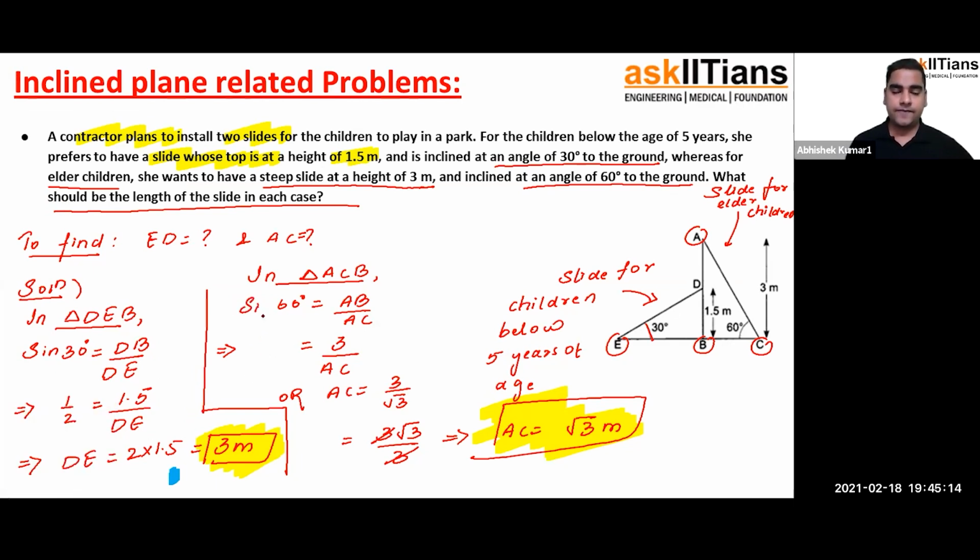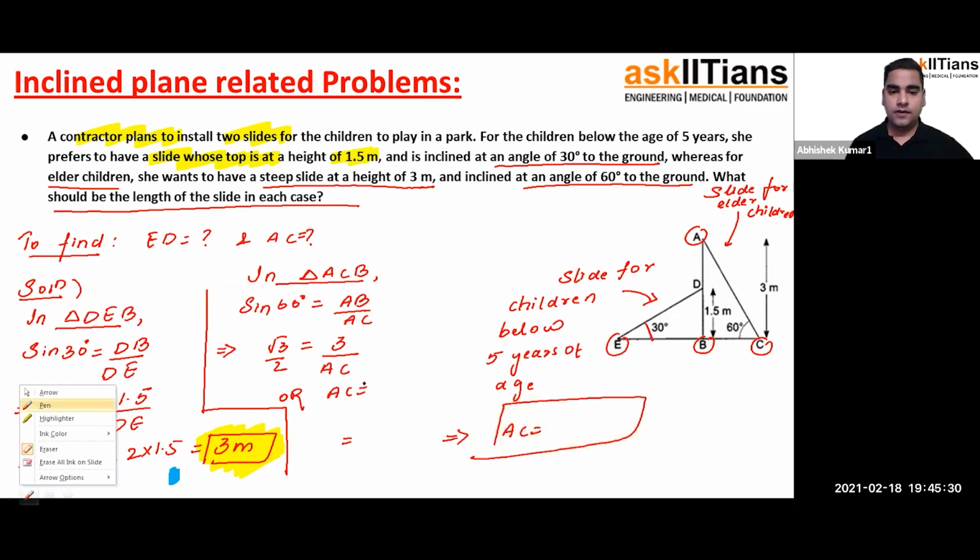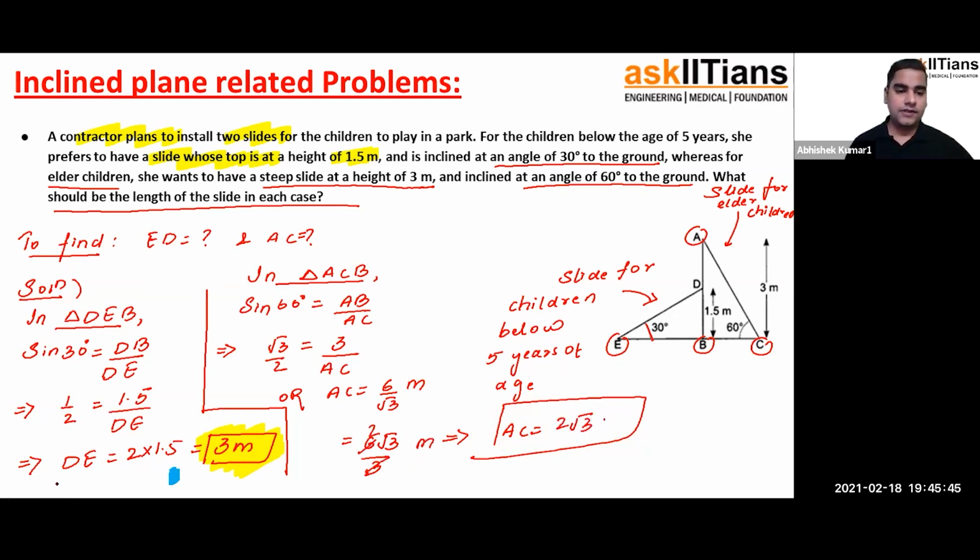Sine 60, which will be root 3 by 2. And here you will be getting AC is equal to 6 by root 3 meter. If you rationalize it, you will get 6 root 3 by 3 meter. So 3 will cancel 2 times, and you will be getting 2 root 3. Understood? That was human error.